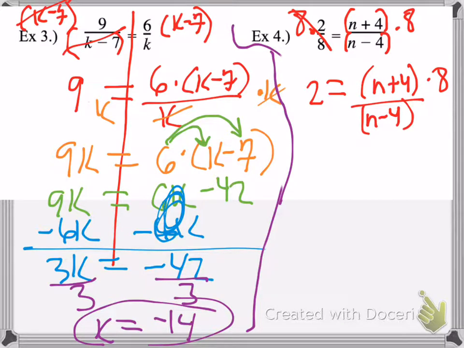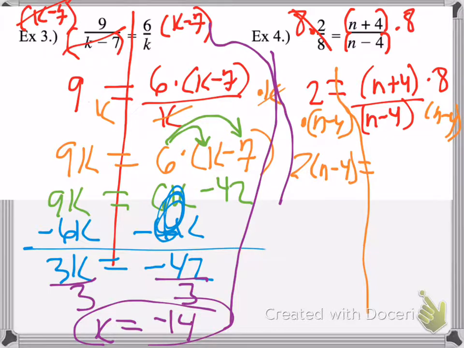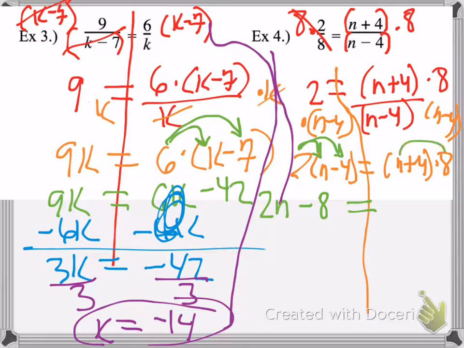So now I need to multiply both sides by this n minus 4. So times n minus 4. So 2 times n minus 4 equals n plus 4 times 8. So just like we did in the last example, we need to distribute. So 2 times n is 2n. 2 times negative 4 is negative 8. On my other side, I have 8 times n, which is 8n, and 8 times 4, which is 32.